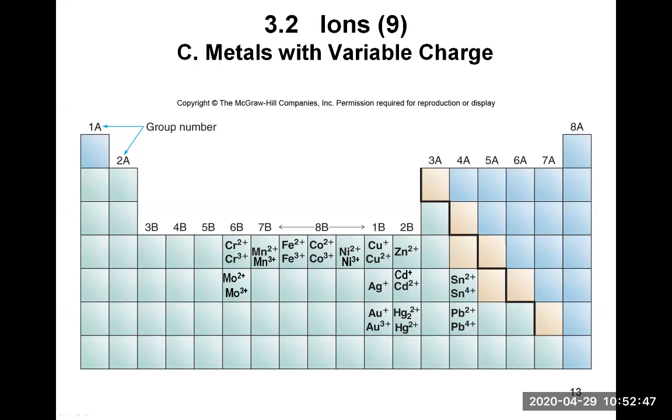Among those transition metals, zinc and silver are exceptions. Silver is always +1, and zinc is always 2 plus. And notice how the group 4A is among those variable charge metals, because tin can be 2 plus or 4 plus, and lead can be 2 plus or 4 plus. So you need the formula of the compound to retrieve which one of these 2 ions it will be.